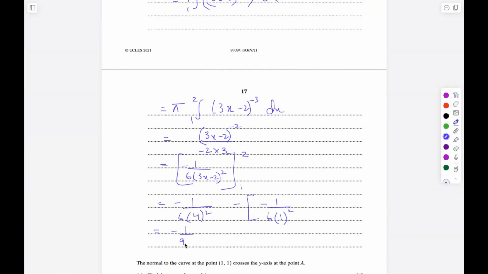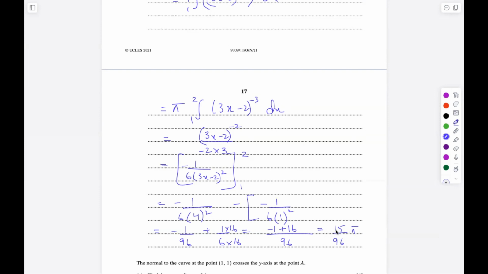So that will be minus 1 upon 96 plus 1 upon 6. Taking the LCM, so the LCM will be 96. So this will become minus 1, and this 6 will also multiply by 16. So this will become minus 1 plus 16. So the final answer will be 15 upon 96, and we'll add a pi to the final answer.